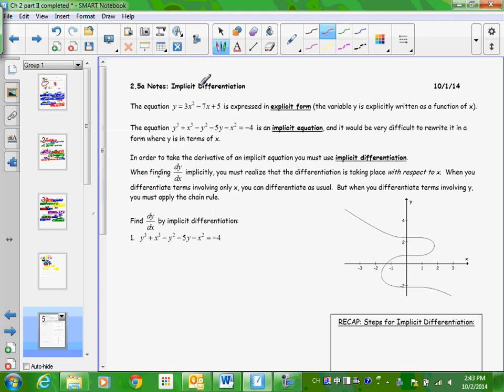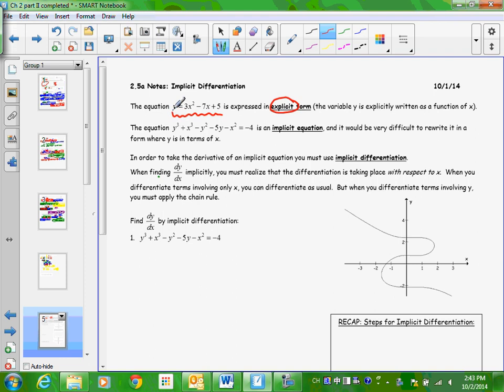So with implicit differentiation, let me explain to you what implicit means. First of all, you're normally given these types of equations where it's y equals. Most of the time in math class, you have y equals. We haven't given that a name before, but that's called explicit. It means y by itself.